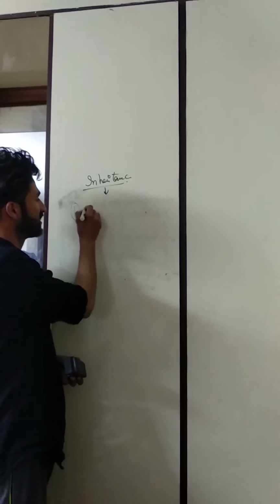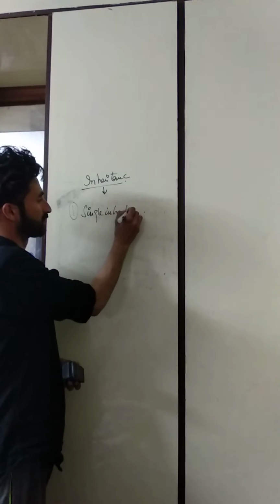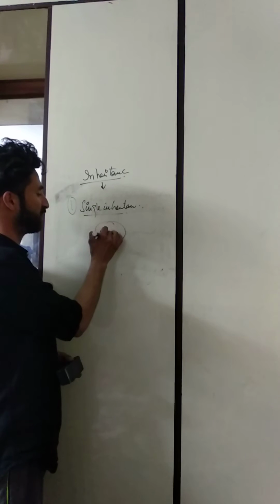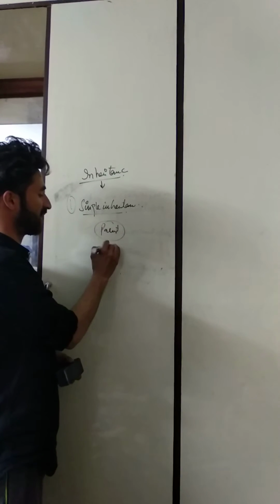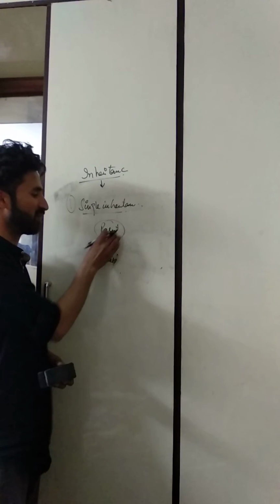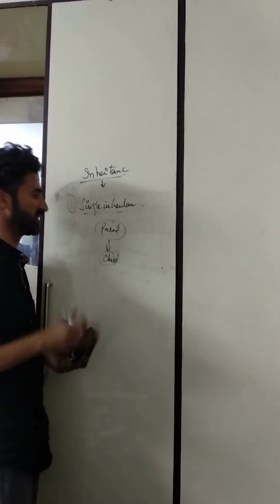First one is single inheritance. Single inheritance means when there is only one parent and corresponding having one child. One parent provides the properties to only one child, that is called single inheritance.